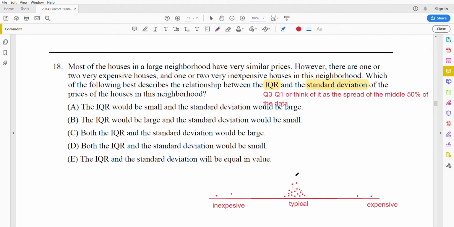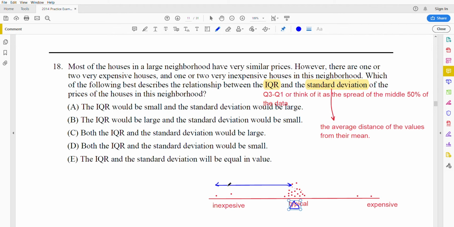The standard deviation is also a measure of spread, but its definition is different. Okay. It's the average distance of all the values from their mean. Okay. So when we calculate the standard deviation, we're not just looking at the middle 50% of values here, but we're looking at how far each one of these values is from the mean. So let's assume like the mean is right here, right? And so what we're having to do, let me see if I can change the color, is now we're having to measure the distance of every value from their mean.